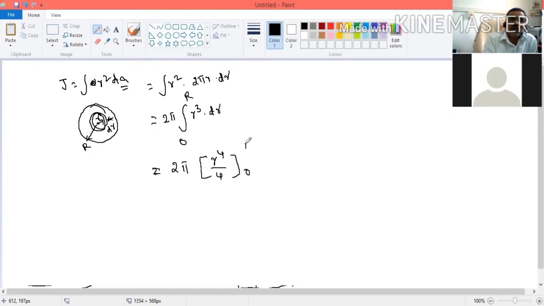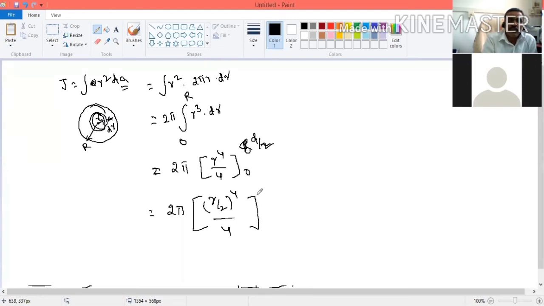0 to capital R. Now 2 pi R power 4 by 4. If you substitute R, we can substitute R is equal to d by 2, no problem. Generally, we take in diameter pi d power 4 by 32. Let us take d by 2 because from here to here, it is d by 2. So d by 2 to the power 4, divided by 4.